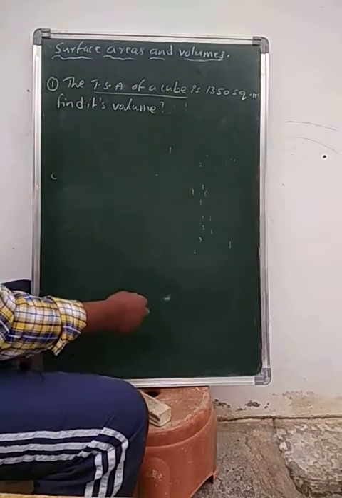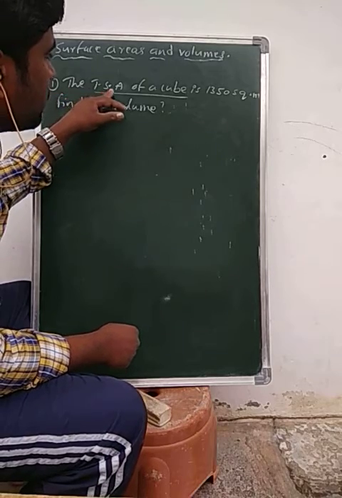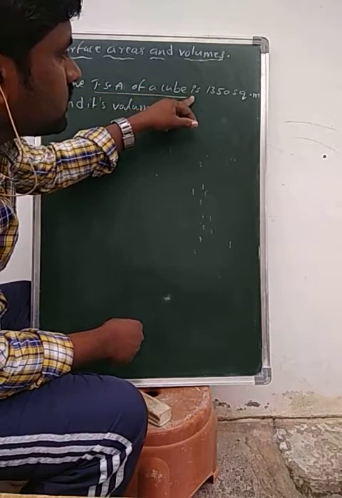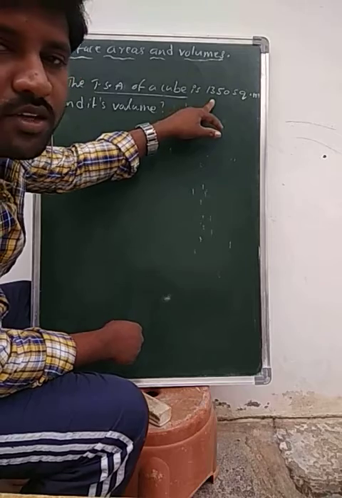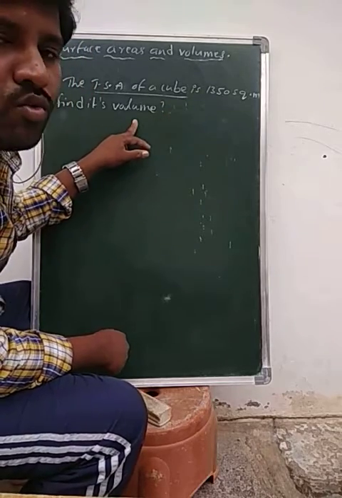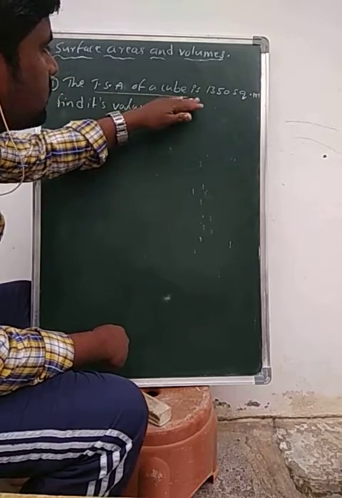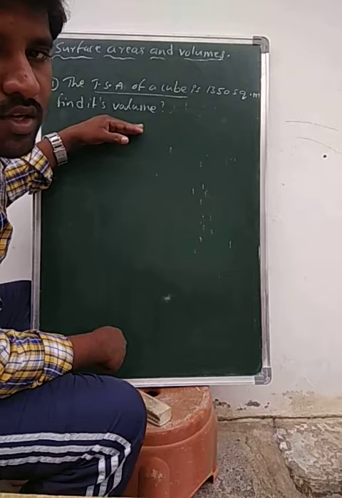In that, the question is given: the total surface area of a cube is 1350 square meters. Find its volume. Here, the TSA of a cube is given. By using this, we can find its value.